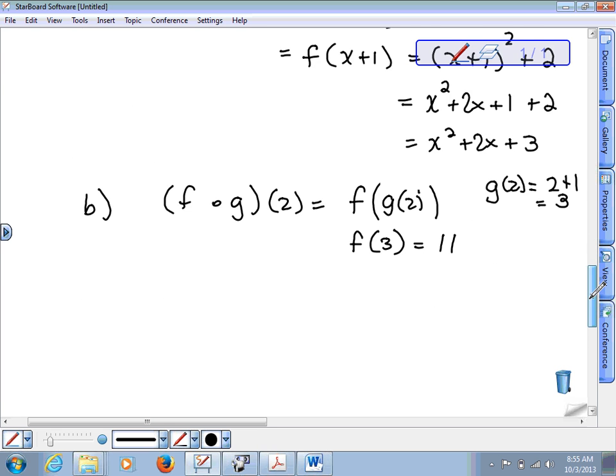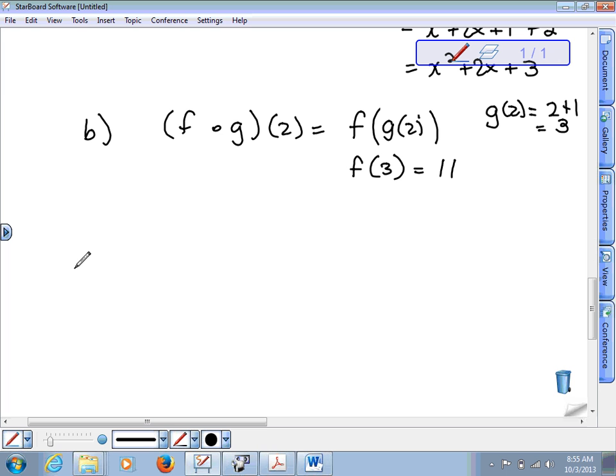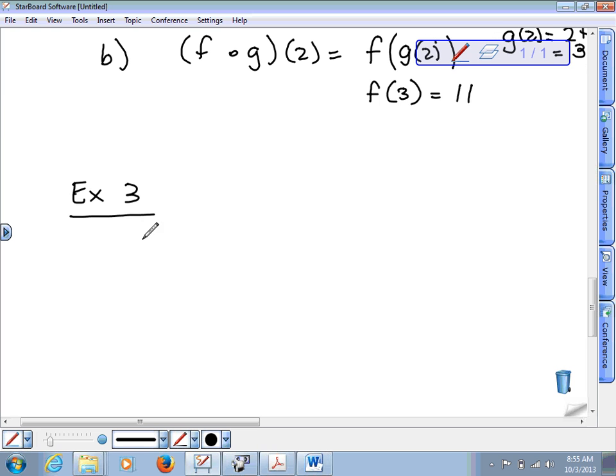All right, here's a slightly more complicated composition function. Let's make this example 3. F of x equals 3 over x. G of x equals the square root of x plus 4.